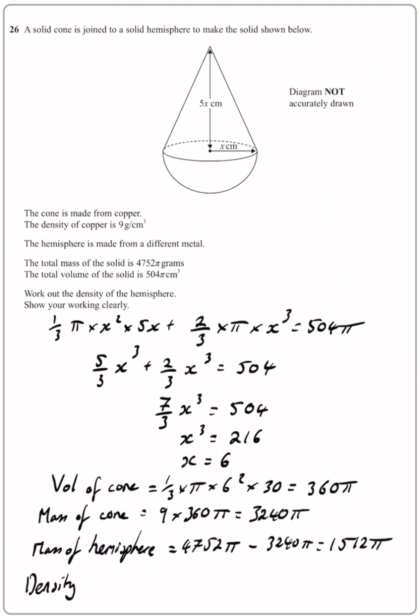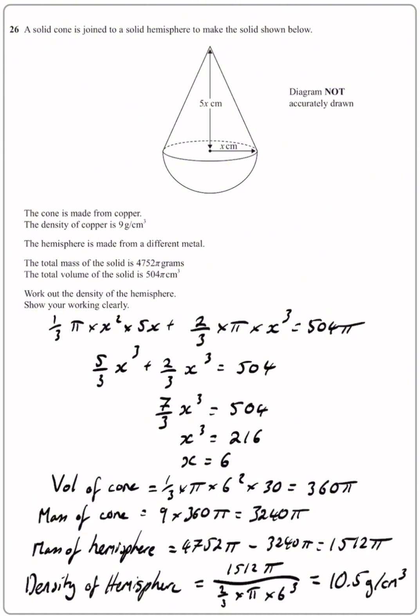Lastly, to find the density of the hemisphere, we can divide its mass by its volume. So 1,512 pi divided by 2/3 pi r cubed, 2/3 times pi times 6 cubed. Plug that in and you get 10.5 grams per centimeter cubed. Well done if you got that one.